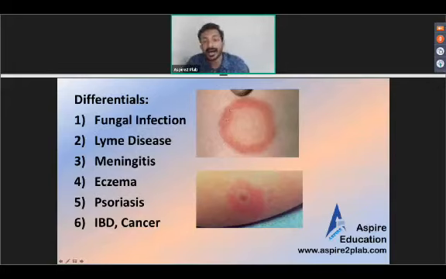But the thing is, they will not show you the picture in the beginning of the station. They will show you the picture in the middle. Once you have taken the history, once you want to examine the patient, they will give you the picture at that time. So before that, we don't know what kind of lesion it is. We need to make sure we rule out other stuff as well.